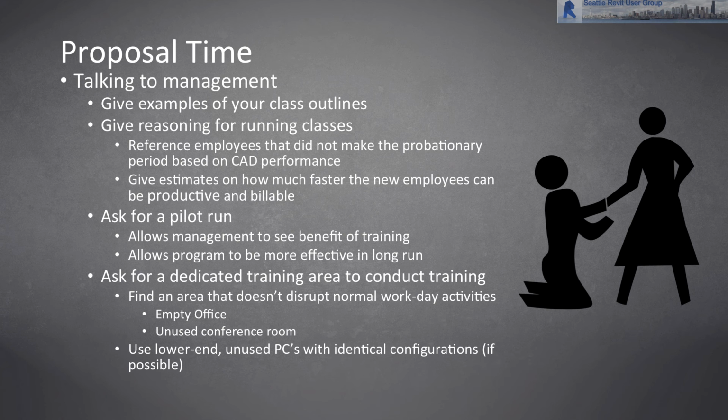Now, the reason why you have all this information is now you need to go talk to management. If you cannot get management to buy into the program, or you cannot get management to understand that there's additional needs within your company, it will never fly. And you do this by giving examples of your class outlines, giving reasonings for running the class. One of the important things about giving the reasons is to say we can increase our productivity 5% in the next month if we do this. Okay, what does 5% efficiency equal to senior management? Dollar signs, baby, right?